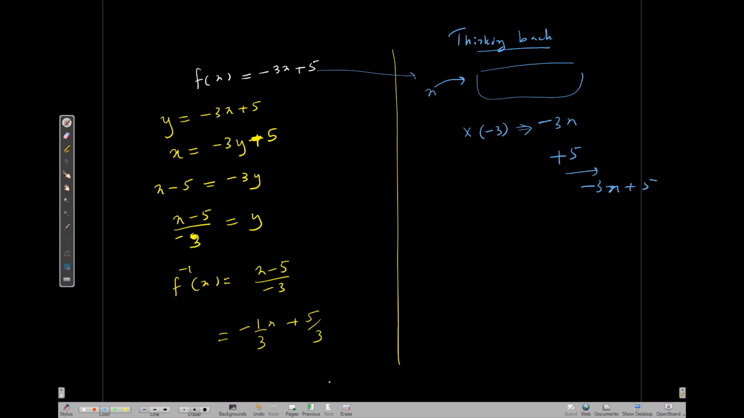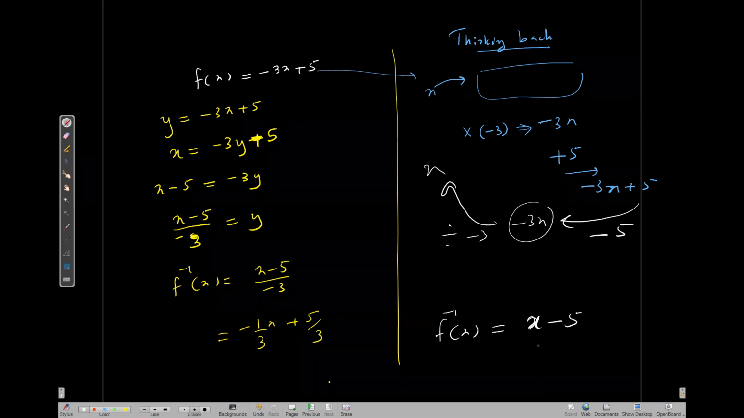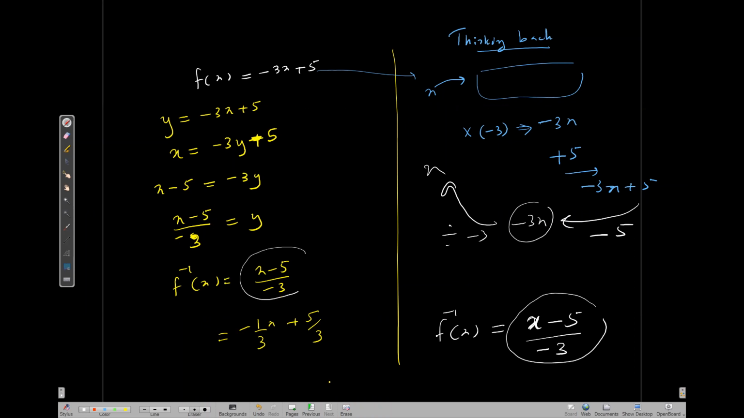So in order to reverse it, what you need to do at the first step is minus 5. So for your f inverse of x, the first thing you need to do to the variable is minus 5. When you do that minus 5, you are at negative 3x. Then to come back to x, you divide by negative 3. See, this and this are the same. I hope you understand that.